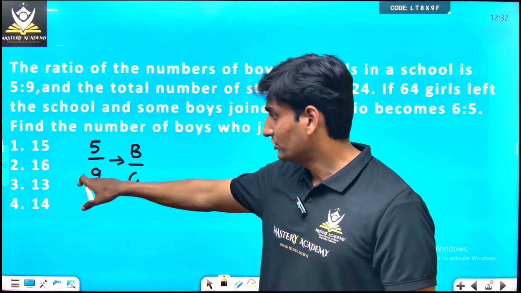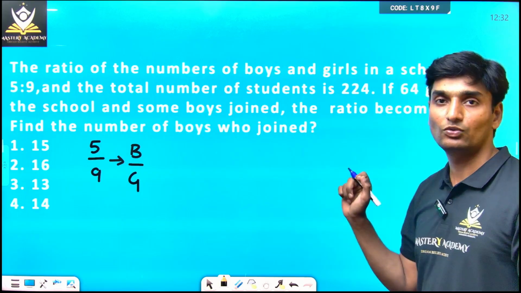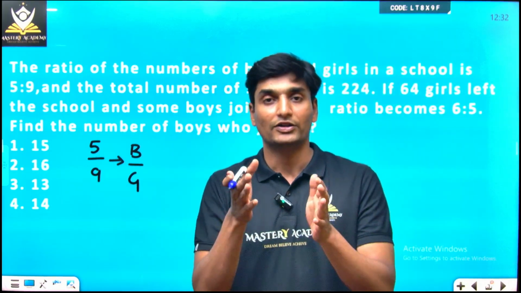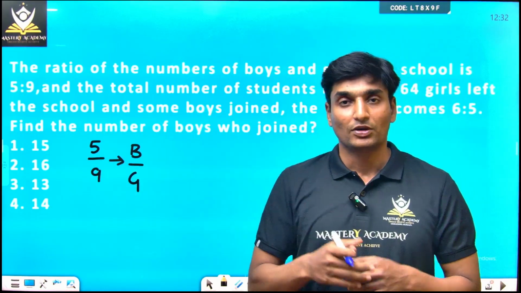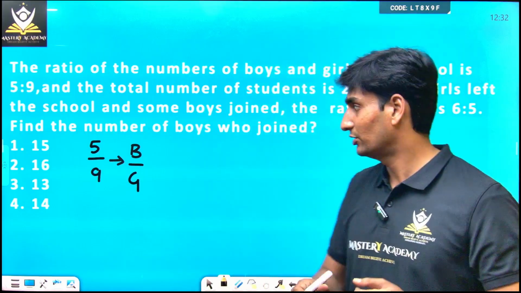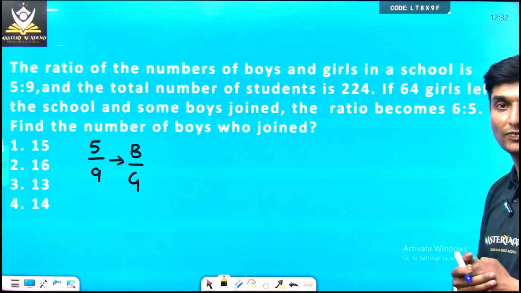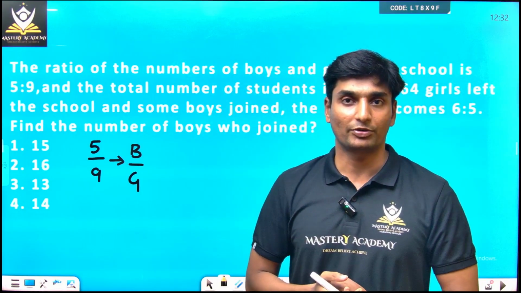The ratio of boys and girls is 5:9. The total number of students has been given as 224. In the new case, what is happening? Some girls are leaving the school, but some boys are joining in. After that, the new ratio has been mentioned to be 6:5. Depending on that, find out the number of boys. That is the requirement.